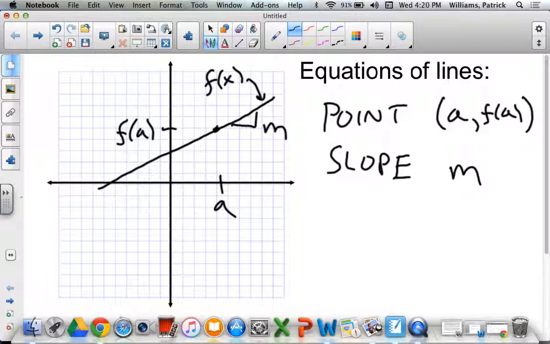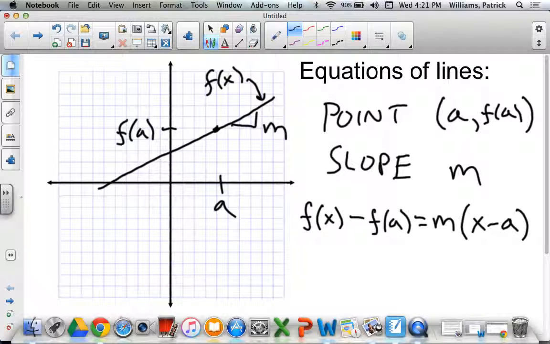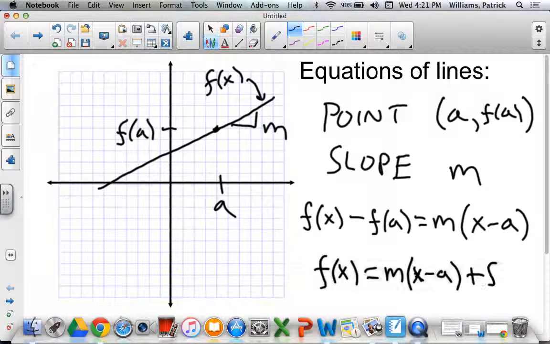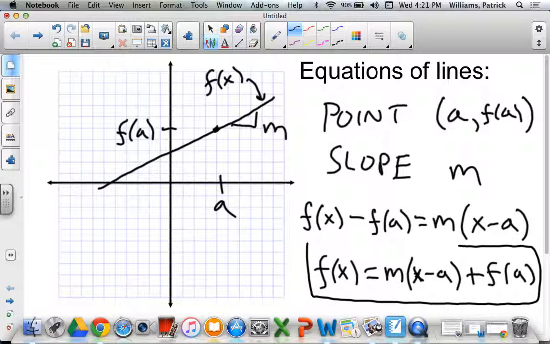So if we have a slope and we have a point, we can use an equation called the point-slope form to determine what the function is, and that will be that f of x minus f of a is equal to that slope times x minus a. Now if we rearrange this, we'll just get that f of x is equal to m times the quantity x minus a, plus f of a. So this is kind of like an end-all be-all equation that can tell us the equation of a particular line.